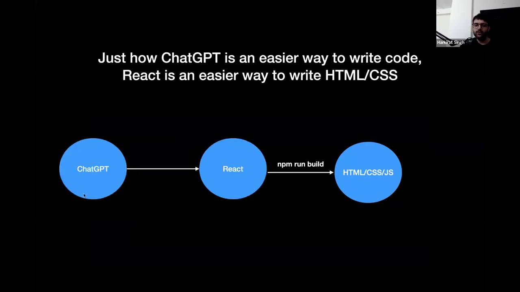What do you use ChatGPT for today? You go to ChatGPT, you tell it, give me some React code for this website, and it spits out the React code, right? Similarly, given this React code, it can spit out HTML, CSS, and JavaScript. This is just an easier way to write this, and ChatGPT is just an easier way to write React.